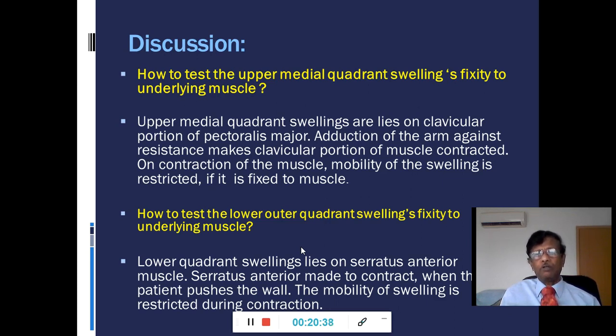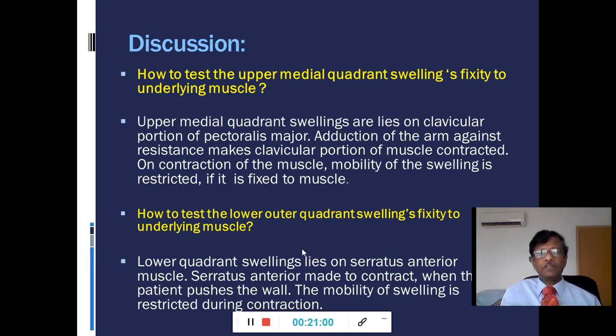Adduction of the arm against resistance makes the clavicular portion of the muscle contract. On contraction of this muscle, the mobility of the swelling is restricted if it is fixed to that portion of the muscle.